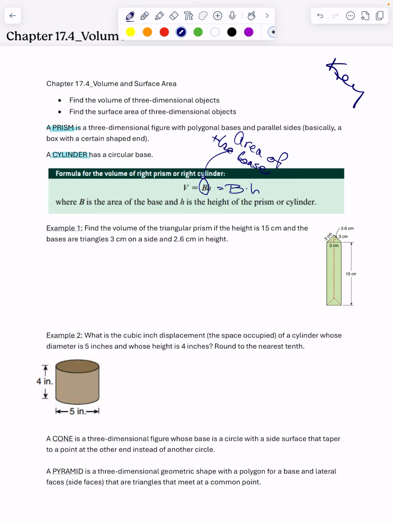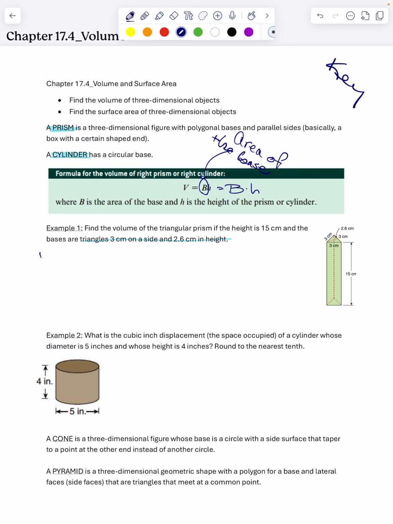Okay. So let's take a look at example 1. We have a triangular prism, which means the base is a triangle. Okay. And we have a picture here so we can see the height of the prism is 15 centimeters. The triangle has 3 centimeter sides with a 2.6 centimeter height, so be careful. This has to do with the triangle.